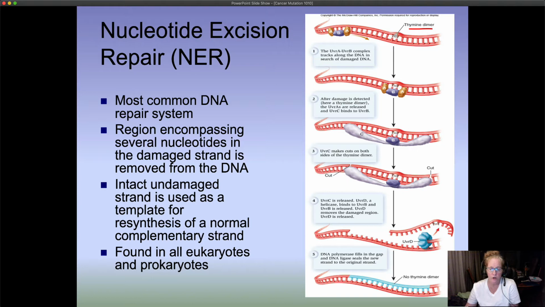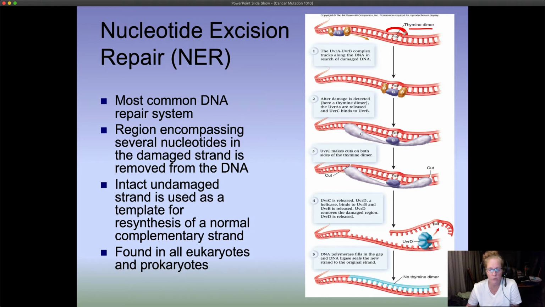Thymine dimers occur when two thymines that are next to each other, instead of base pairing with their complementary adenines, get structurally altered. Usually UV light is a common cause of thymine dimer formation, and they'll end up binding to each other and next to each other instead of to their complementary base pair, and you can see that we get this kind of bump here in the actual sugar phosphate backbone. This is sometimes referred to as a nick.